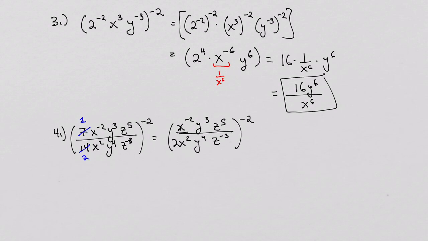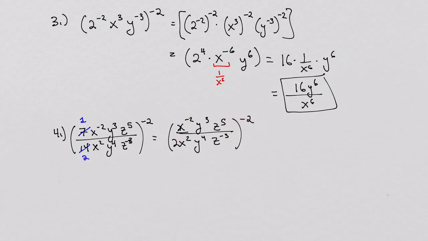Now, Alex sometimes suggests that you take this negative exponent and flip everything. So bring the 2x squared y to the fourth, z to the negative 3 up top, and the x to the negative 2 y cubed z to the fifth down to the bottom, and that takes care of that negative in front of the exponent. But I like personally to just distribute it into every piece first, so I'm just going to take this and bring it into all the exponents.